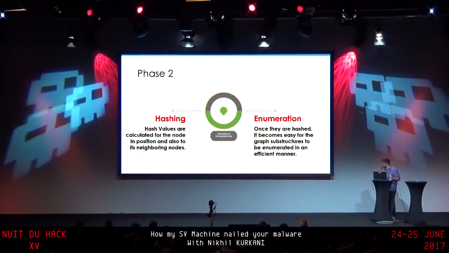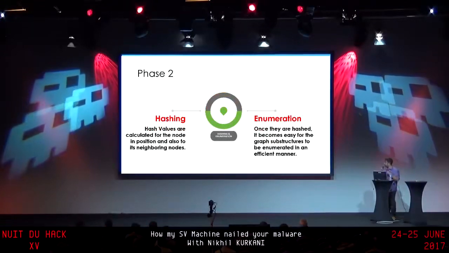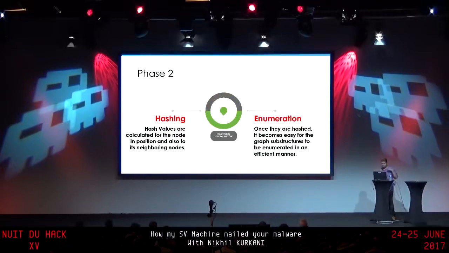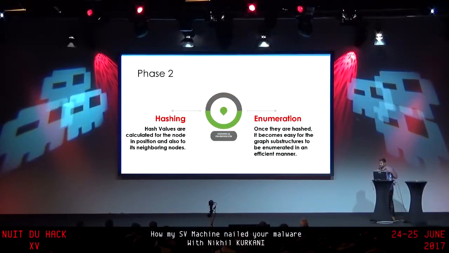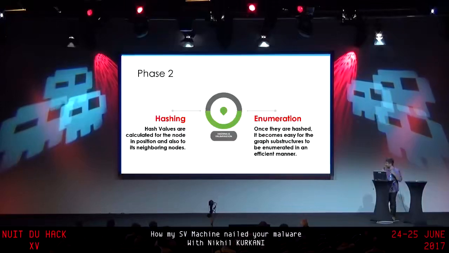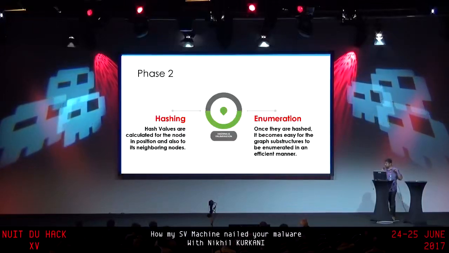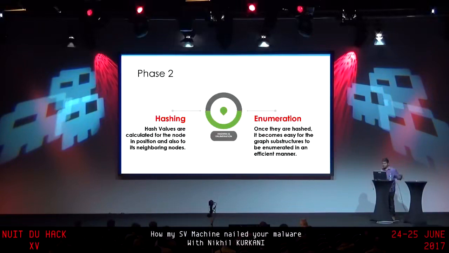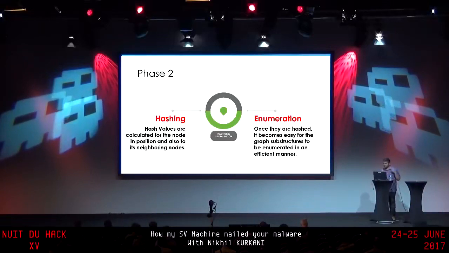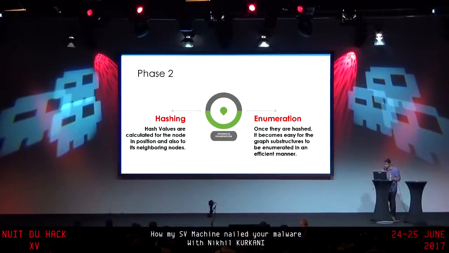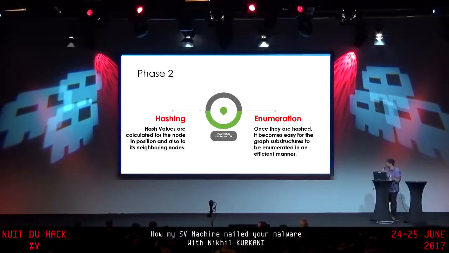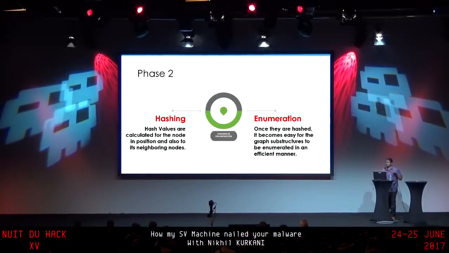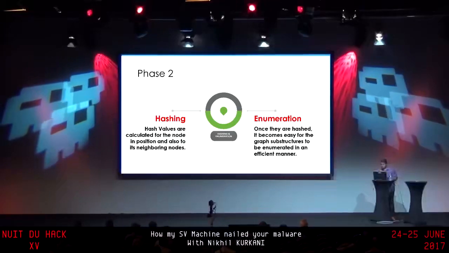The next would be the hashing and the enumeration. These hash values are calculated with various different things like XOR and ROT and a couple of other things, and it is also done for the neighboring nodes. Once this is done, the enumeration has to be started. Once they are hashed, it becomes easy for the graph substructures to be enumerated in the most efficient manner possible.